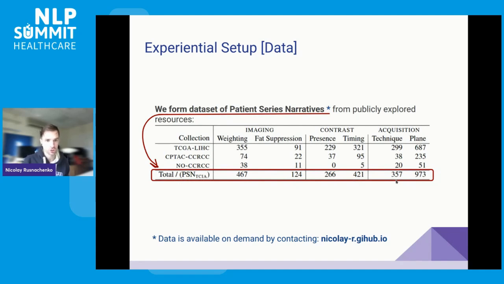So using the resources that describe the patients from the Cancer Imaging Archive platform, we compose the related resource with the statistics illustrated in the bottom row of the table presented on the slide.